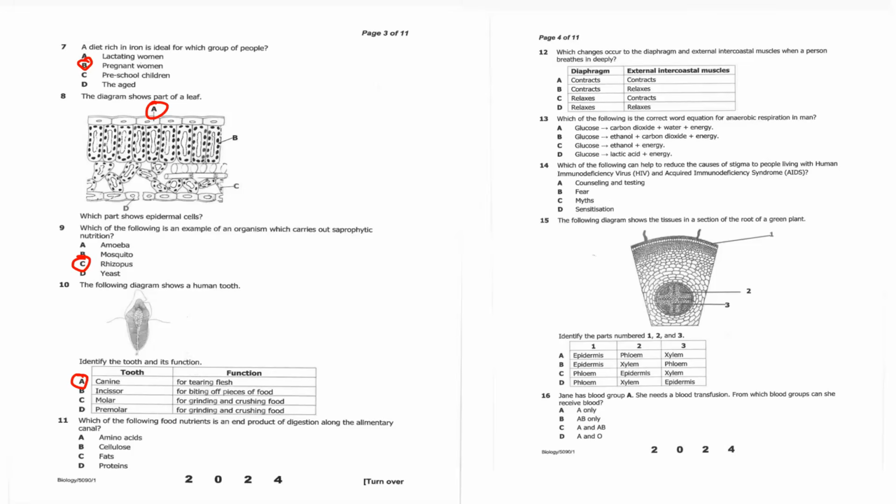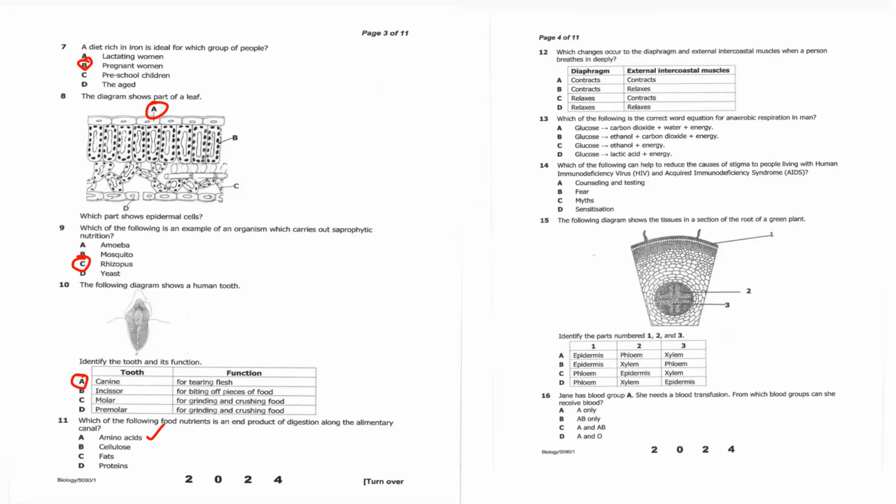Okay. Which of the following food nutrients is an end product of digestion along the alimentary canal? Amino acids, cellulose, fats, and proteins. So the answer is amino acids. The others are not end products, they are macronutrients, in other words.